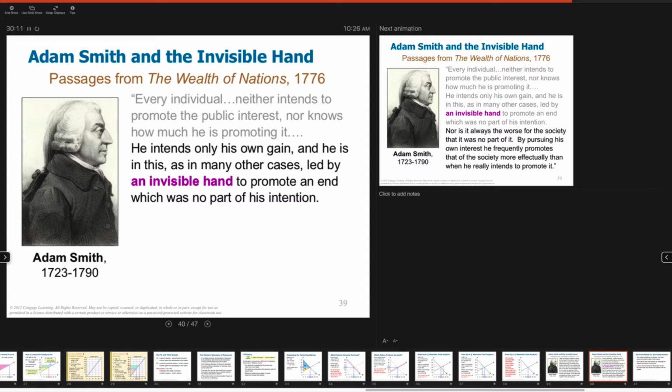He intends only his own gain, and he is in this, as in many other cases, led by an invisible hand to promote an end which was no part of his intention. You don't go out intending to make the proprietor of a store better off. You go out intending to fill your belly when you go to the restaurant.